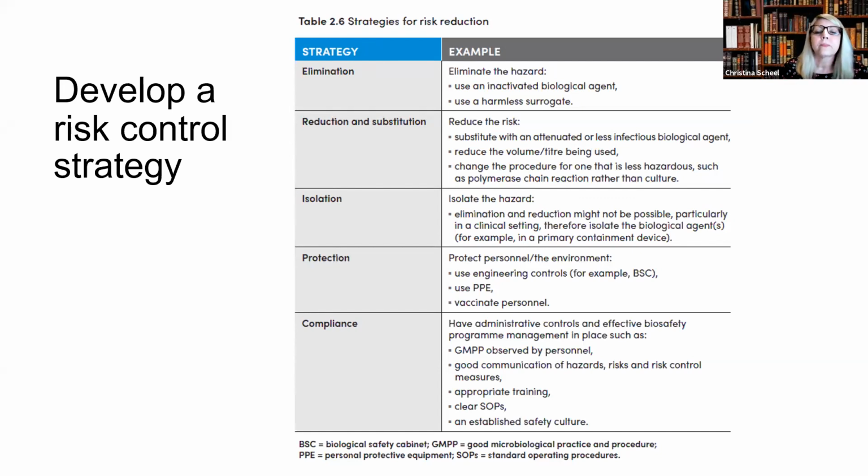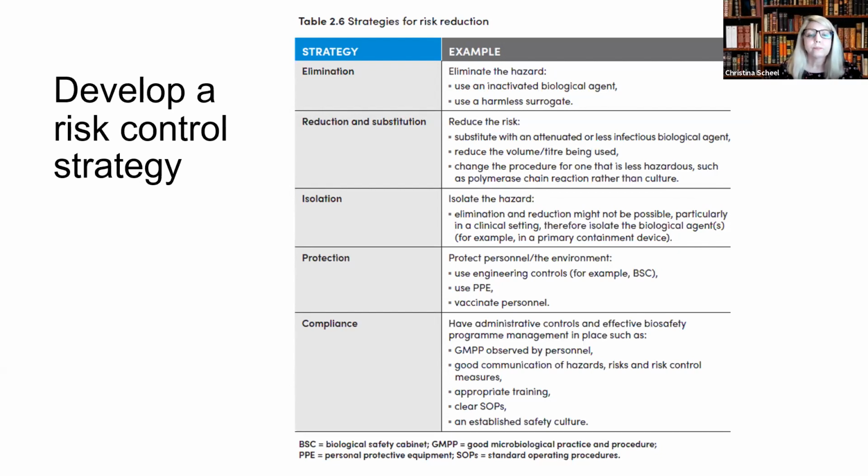That's higher risk. Change the procedure for one that's less hazardous, such as PCR rather than culture. And isolation. This is not used as often, at least in a reference laboratory type setting, but it is utilizing a primary containment device. This could be a glove box or something that basically contains the organism or biological agent to a specific place.